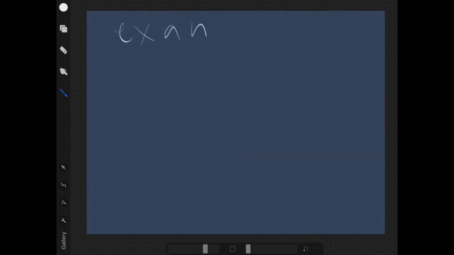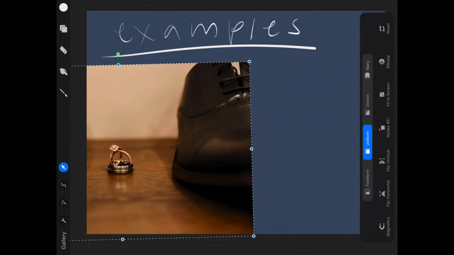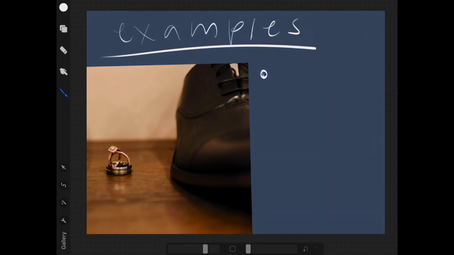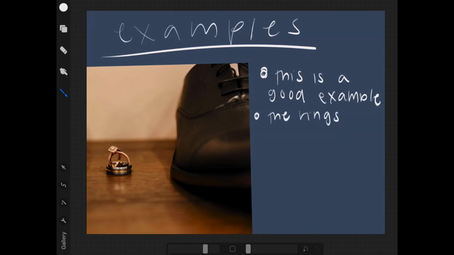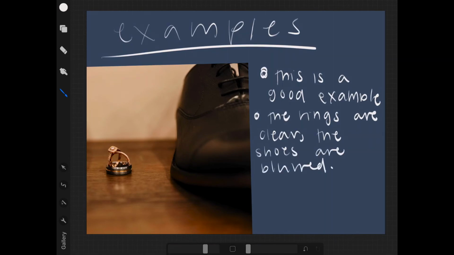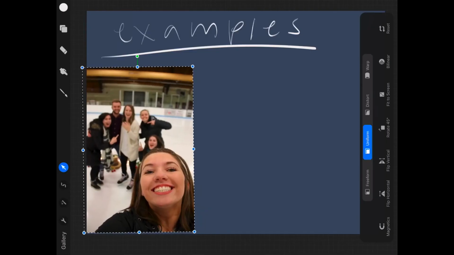Now that we've gone over the facts, we're going to look at some examples. Here's the first photo we have from a wedding with the couple's rings. And you know, this is a really good example and it's a good photo when we talk about aperture and what's in focus. As you can see, the rings here are clearly in focus and the shoes are a little bit out of focus or a little bit blurred. This really emphasizes the rings.